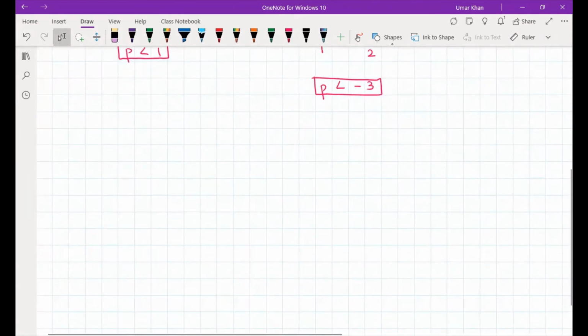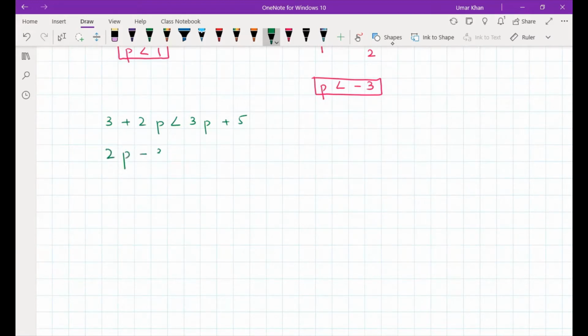Now, how about this one? Let's look at this. So we have 3 plus 2p is less than 3p plus 5. Let's take 3p on the other side. This will become 2p minus 3p less than 5 minus 3. 2p minus 3p is minus p is less than 2. Now there's a 1 hidden over here, right? Let's take this minus 1 on the other side. Since it's being multiplied, it will go on the other side and get divided. So p is less than 2 divided by minus 1. So just see the magic, greater than minus 2.